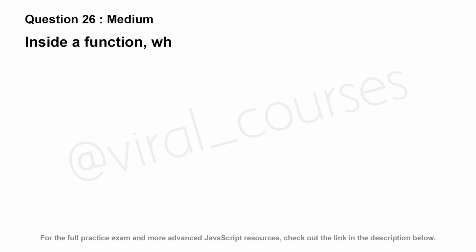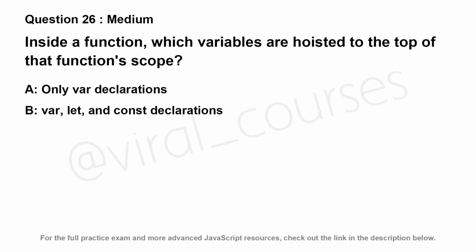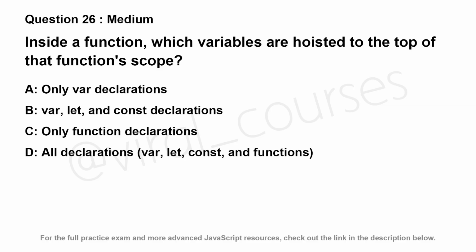Inside a function, which variables are hoisted to the top of that function's scope? Option A. Only var declarations. Option B. Var, let, and const declarations. Option C. Only function declarations. Option D. All declarations. Var, let, const, and functions.